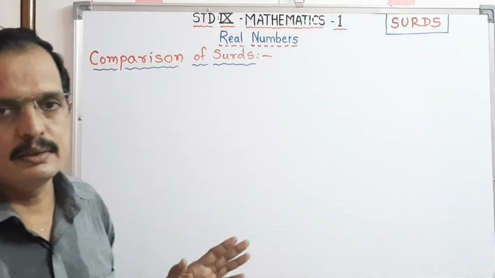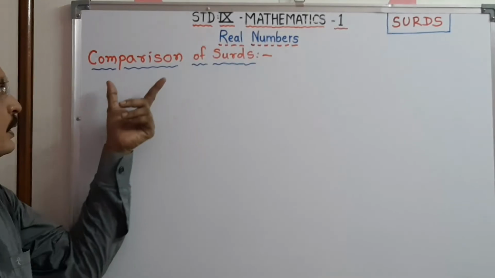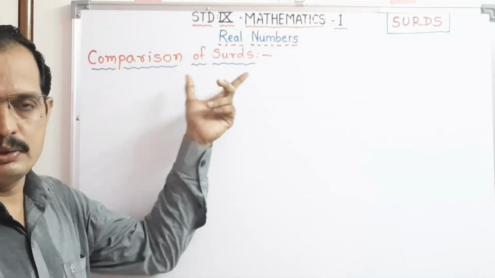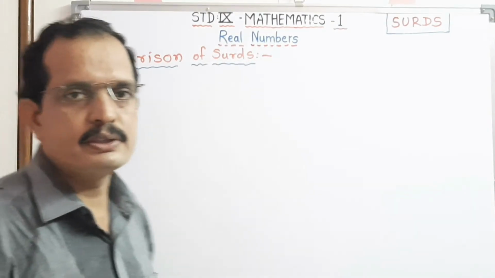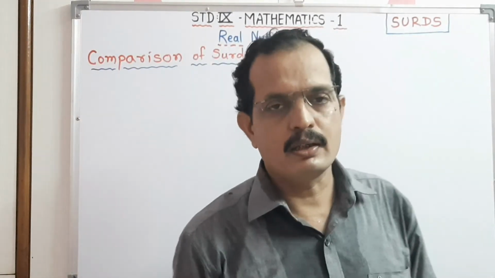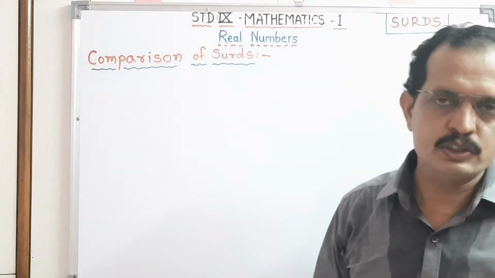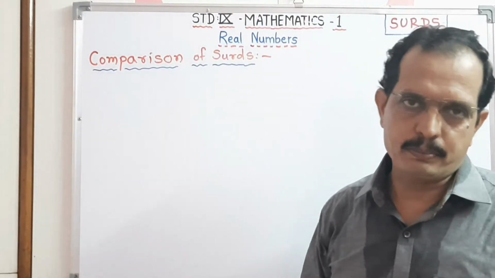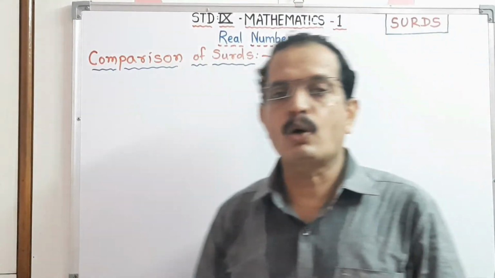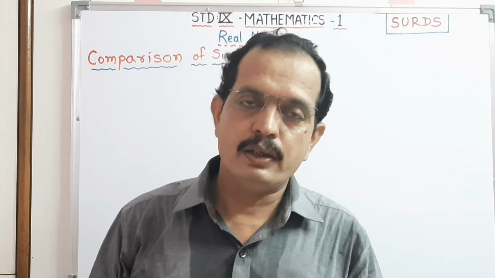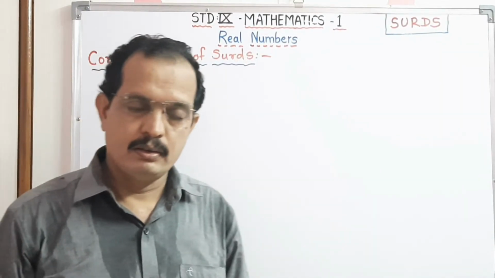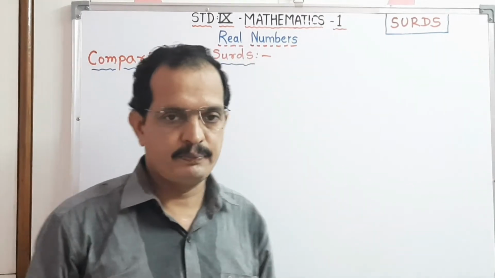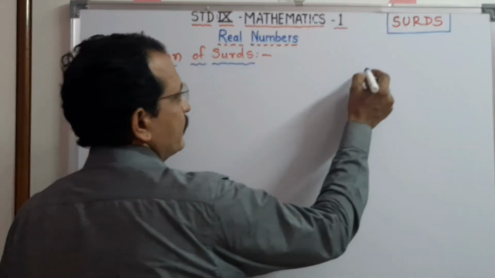Let's see the new topic, that is comparison of two surds. Two surds are given and we have to decide which one is greater and which one is smaller. For that purpose we have to see the order of the surds. If the order of the surds is same, then we have to see the radicand.